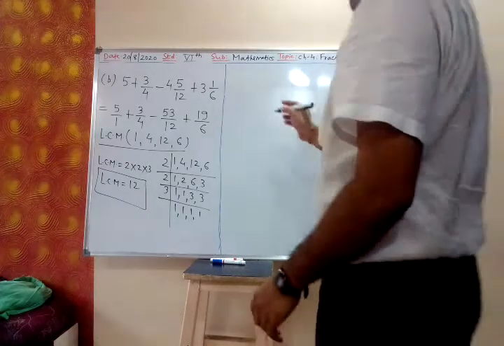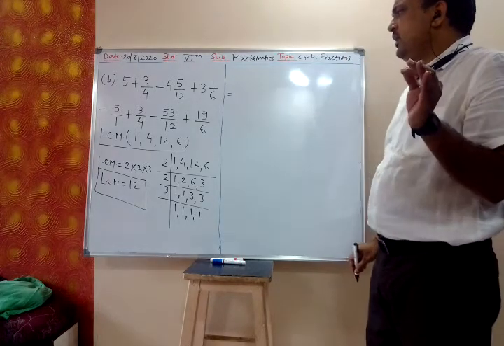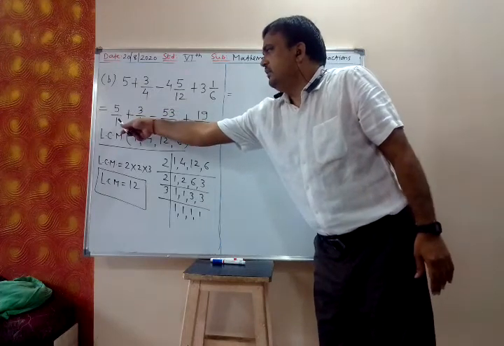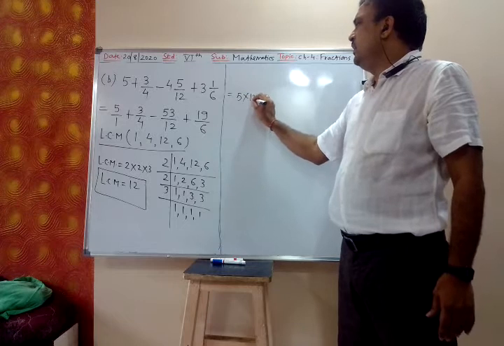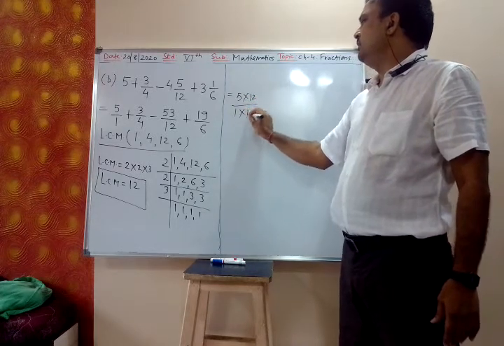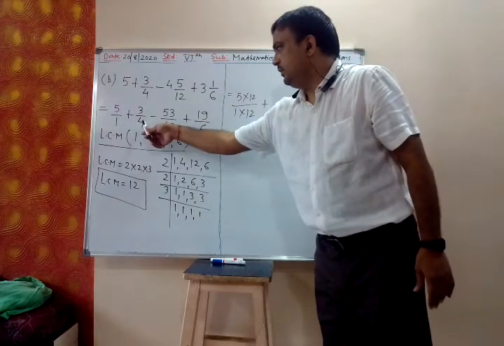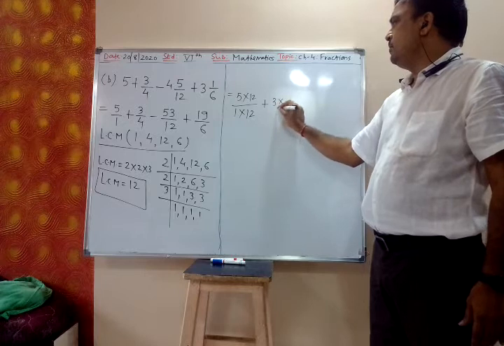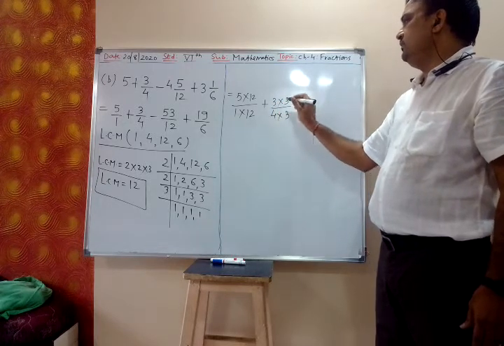Mute the microphone. So this is 5 upon 1. So we have to convert this into 12. So multiply and divide by 12. So 5 into 12 upon 1 into 12, plus 3 upon 4. So this you have to make it 12. So multiply by 3. So 3 into 3 upon 4 into 3, minus 53 upon 12.